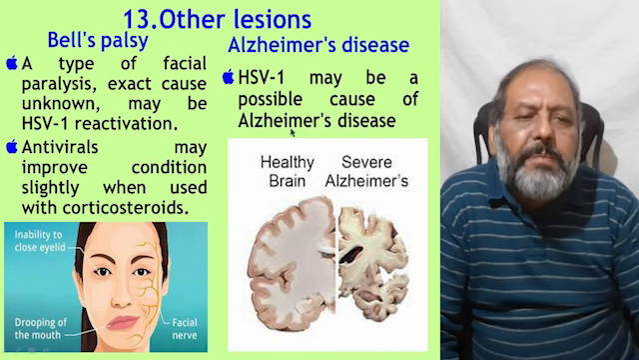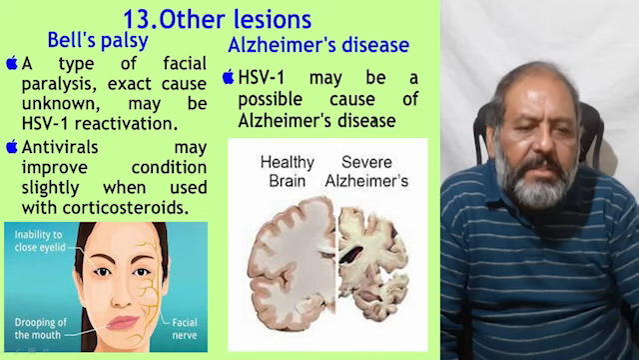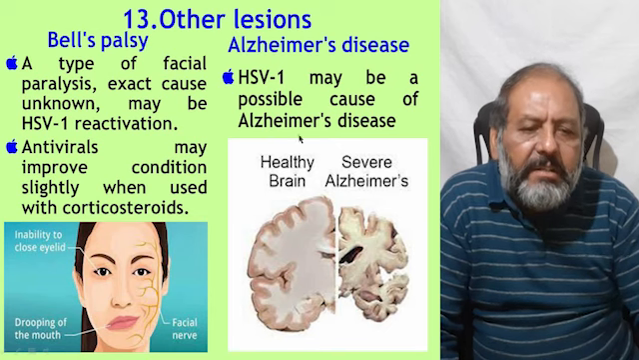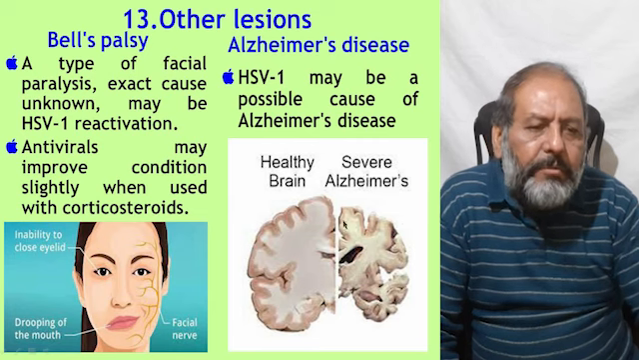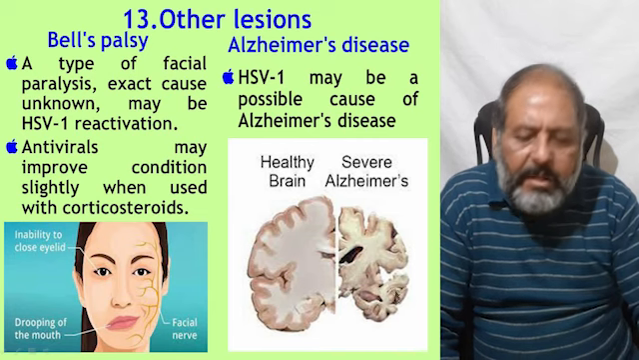Now, the other lesion is Alzheimer's disease. HSV1 may be a possible cause of Alzheimer's disease, and here one can see the healthy brain and the brain which has been involved by severe Alzheimer's disease.